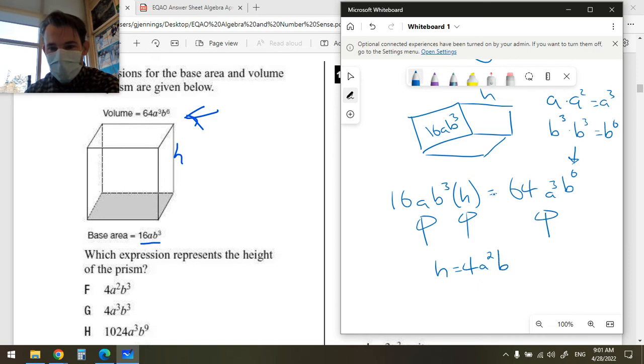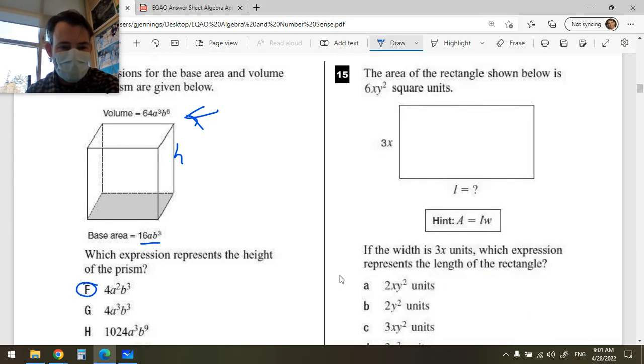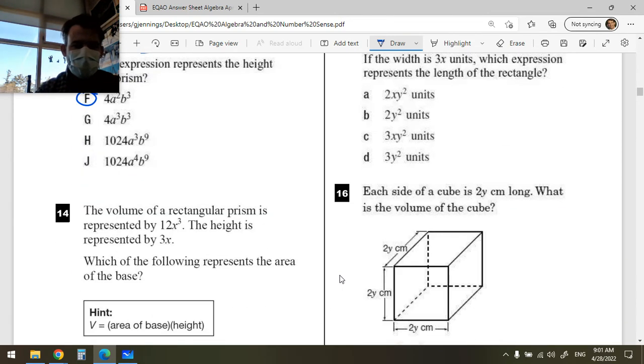Oh, so this would be b cubed. And then let's go ahead and see if we can find that answer here. Here, there it is, 4a squared b cubed, right here. So that will be the answer that we are looking for. And now let's take a look at another one.